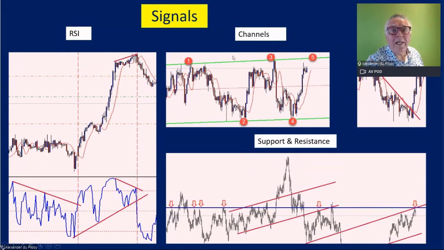So that's why I like channels. Really nice and simple, but they are deceiving. They actually have Fibonacci built into them. They have all kinds of other things built into them.